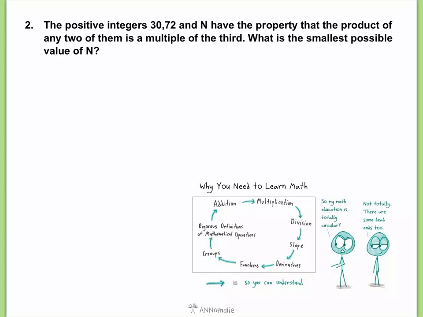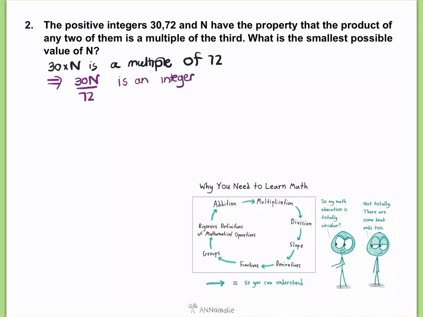Question 2. The positive integers 30, 72 and n have the property that the product of any two of them is a multiple of the third. What's the smallest value of n? So we can write that as 30 times n is a multiple of 72. From everything we've done so far, we know therefore that 30n divided by 72 is an integer, no remainder. And we can divide top and bottom by 6: 5n divided by 12.